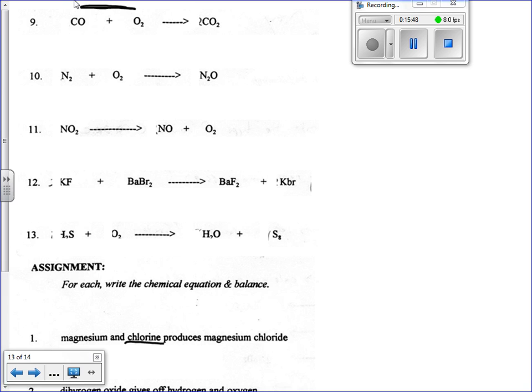Here's what I've got to do. I'm going to try putting maybe a 4 here. Instead of from 6, go to 12. Sorry, not 12, 8. 4 times 2 is 8. So I've got to put a 4 here. Everybody with me? That gives me 4 oxygens there. I have 8 on this side. What needs to go here? 2. Okay, 4, 2, 4.